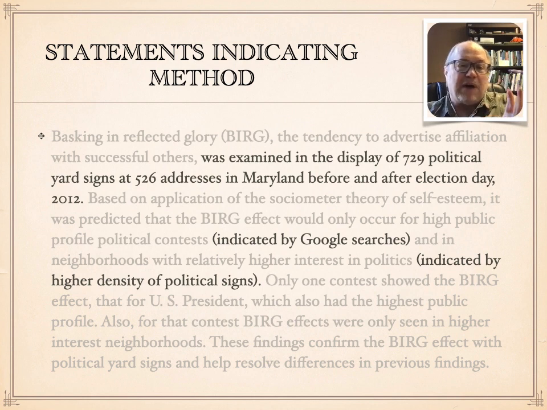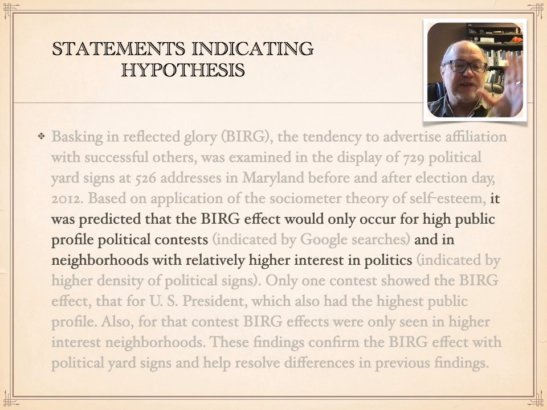Then we get to a hypothesis portion. This is after the "based on application of sociometer theory." It was predicted that BIRG, and that was defined up at the very start of it because it's going to appear several times in this abstract, it's saved words. And saving words in an abstract is vital. It was predicted that BIRG effects would only occur for high public profile contests, the method of determining that, and in neighborhoods with relatively higher interest in politics, and the method for attaining that.